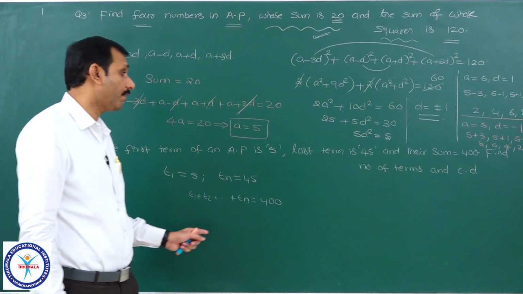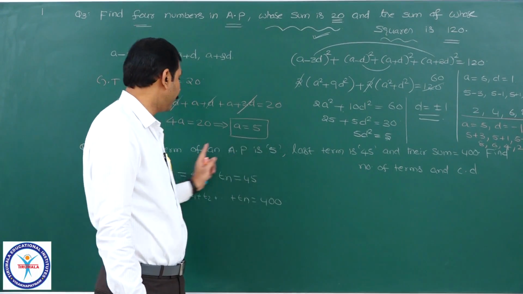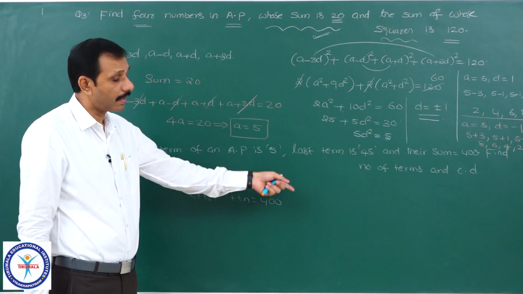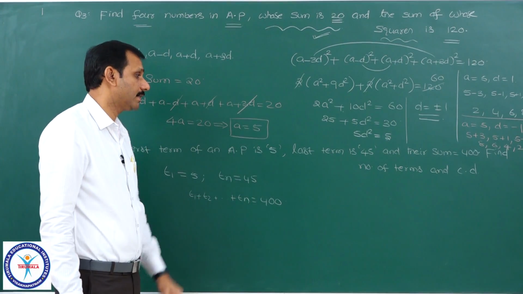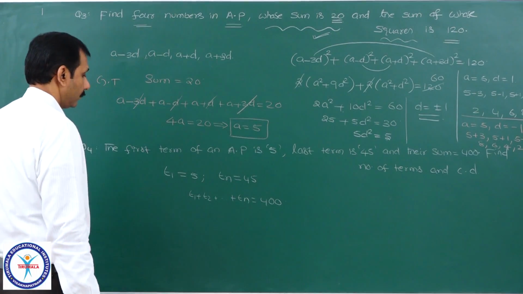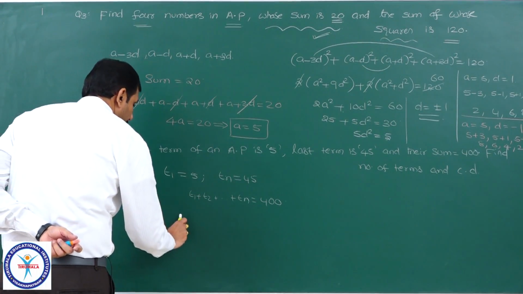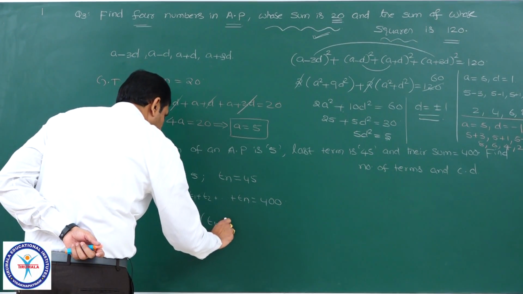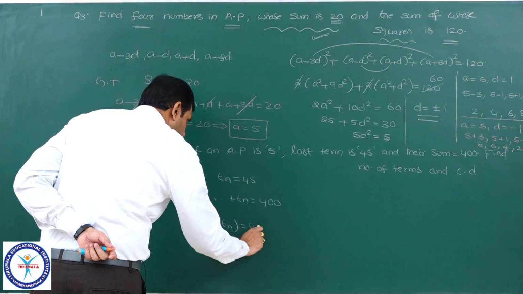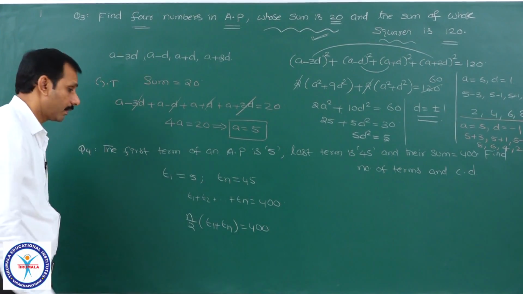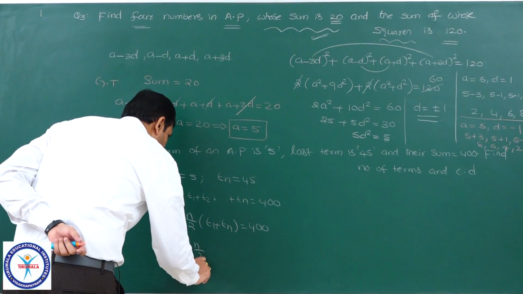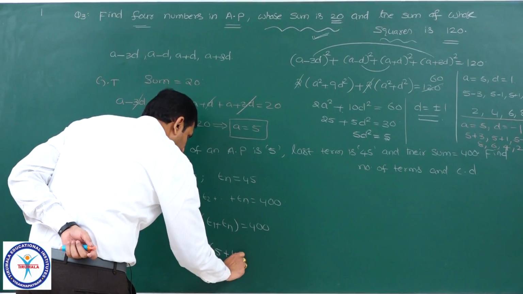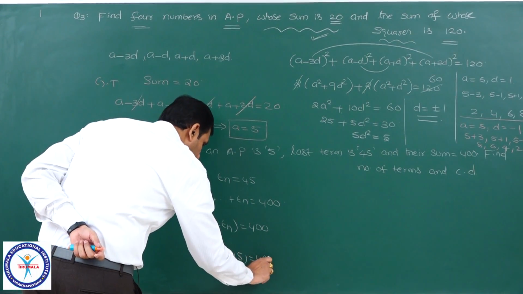Then they are asking for what value of n. If it is an AP, this sum will become 400, and also the common difference of that series they are asking. Here you see, the sum of n terms means it is n by 2 times of T1 plus Tn, which is equal to 400. N by 2 times of T1 plus Tn, T1 is 5, Tn is 45, is equal to 400.